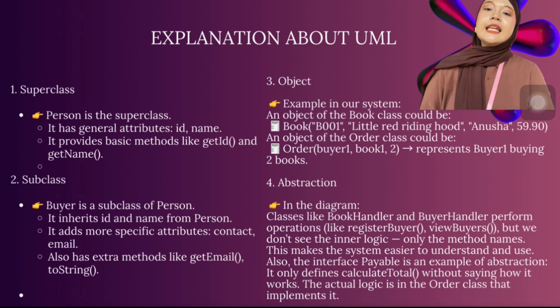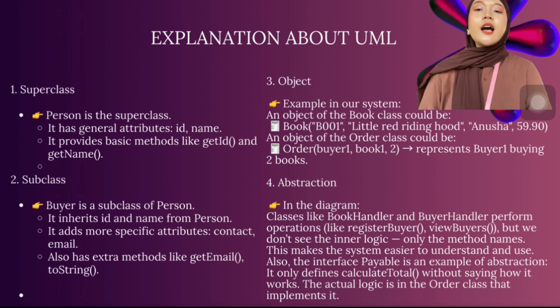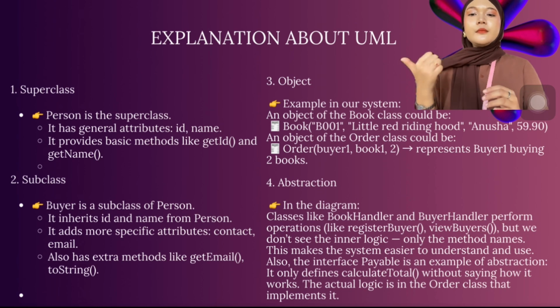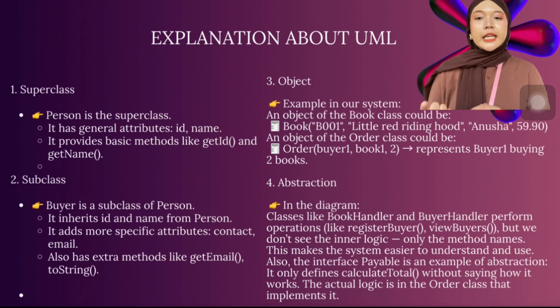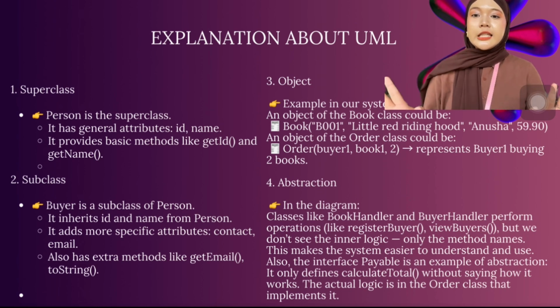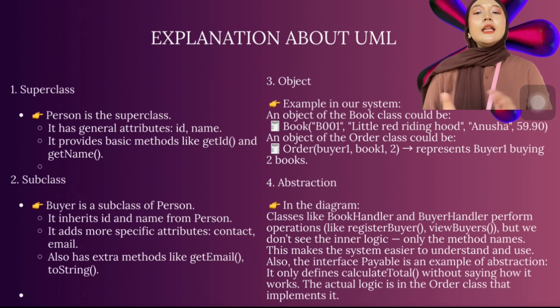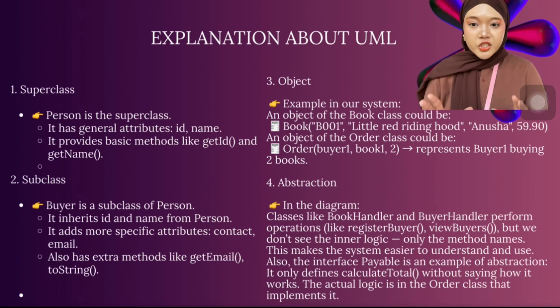For the fourth one is abstraction. In the diagram, classes like BookHandler and BuyerHandler perform operations, like for the buyer, but we don't see the inner logic, only the method names. This makes the system easier to understand and use. Also, the interface Payable is an example of abstraction.